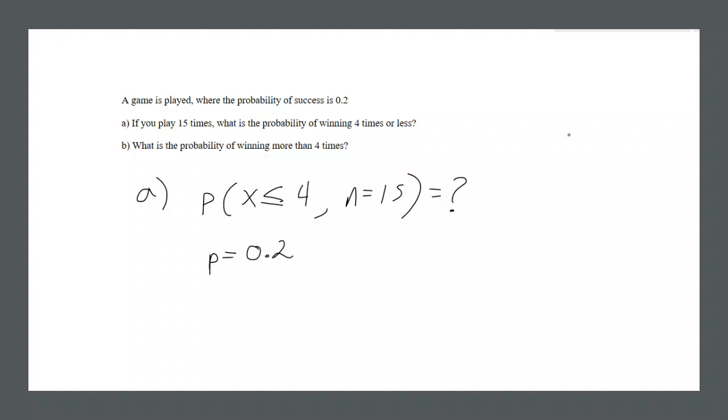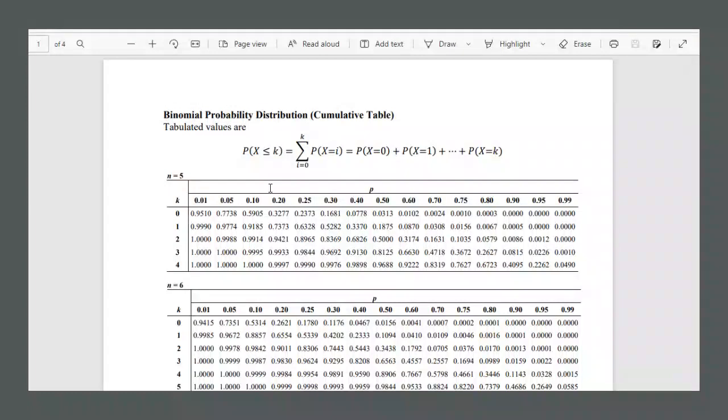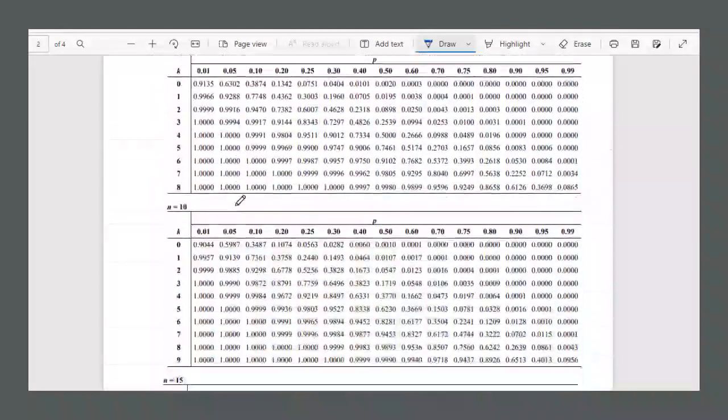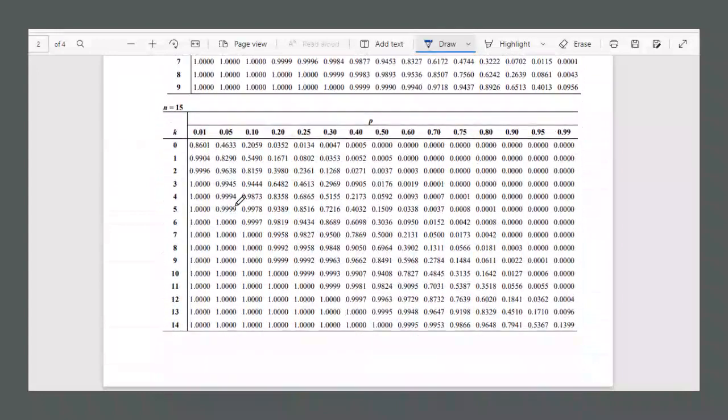So here we'll use a table, specifically the binomial probability distribution cumulative table, which shows the probability of winning up to and including a certain number of times. First we want to get the part of the table corresponding to our number of trials, which is in the top corner right here. Now we have 15 trials, so we're going to scroll down until we see n equals 15. There it is.